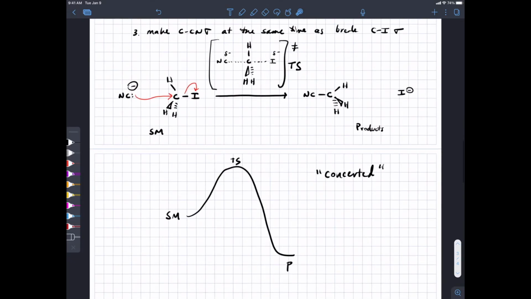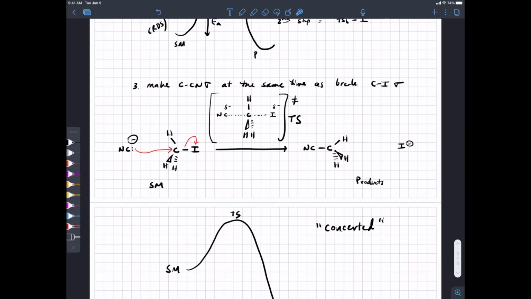I can show you that if you want to come to my office and see my computational chemistry skills. I can show you some calculations I've done that indicate this is a maximum. So 1 is not reasonable, but 3 is reasonable.